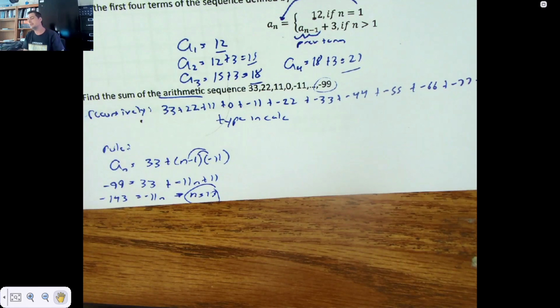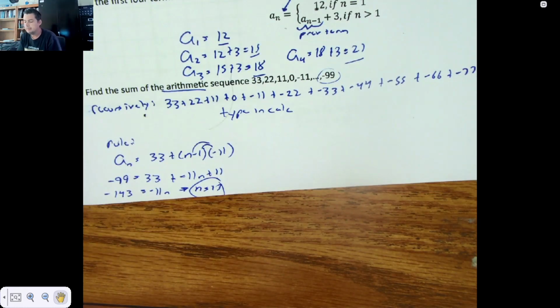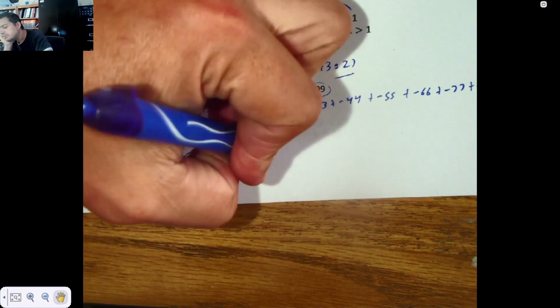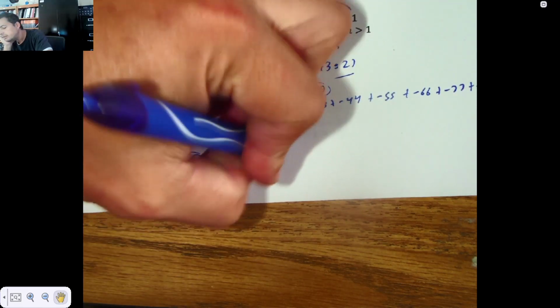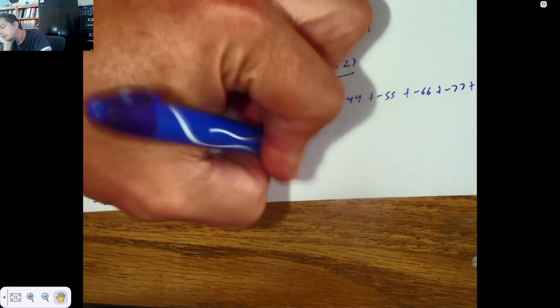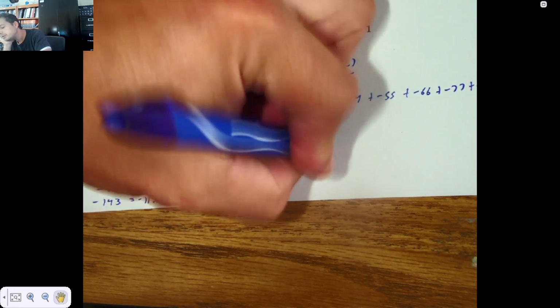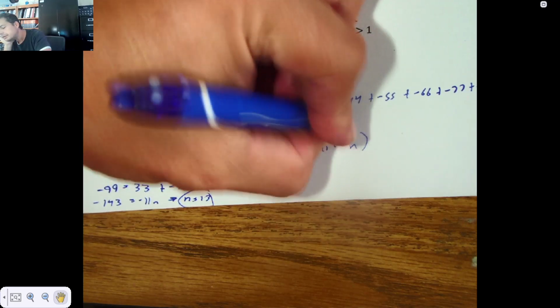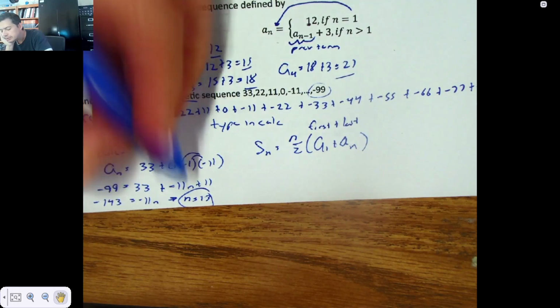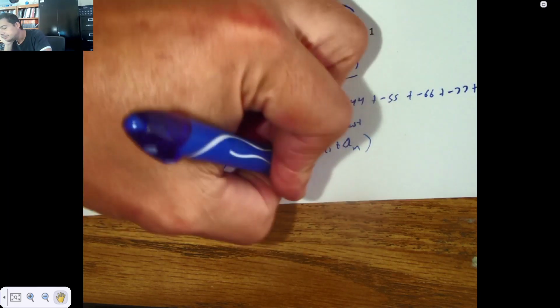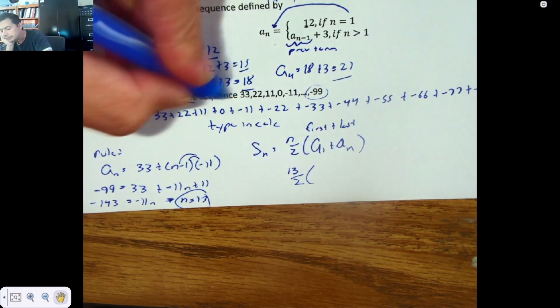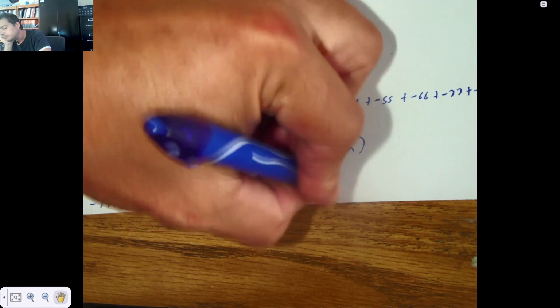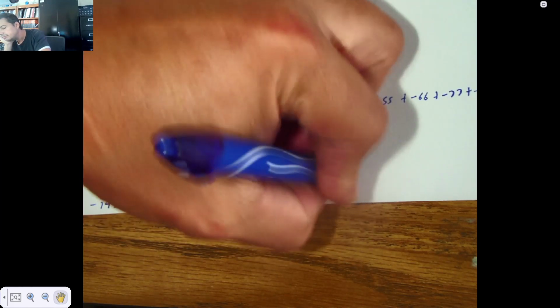Now, why did I do all that? Well, because I can. And if I don't write things down, it's pretty quick. The reason I did that was because I wanted the sum of n terms. I wanted the sum, and it is n over 2 times first plus last. So it turns out there's 13 terms, 13 over 2. The first term is 33. The last term is negative 99.